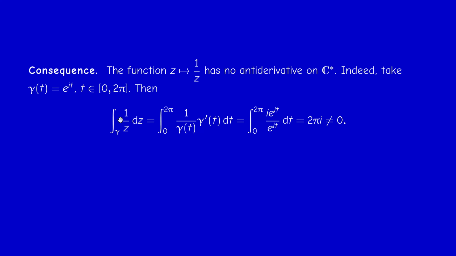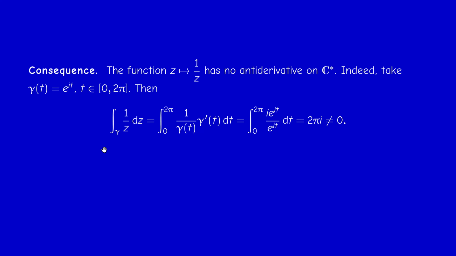I can compute directly by going back to the definition. I replace z by gamma of t and I multiply by the derivative. Then I simplify and I get 2 pi i. And this is something different from 0. If 1 over z has an antiderivative, then by Barrow's rule or the previous theorem, this should be 0. So this is something important: 1 over z has no antiderivative on the whole of C star.